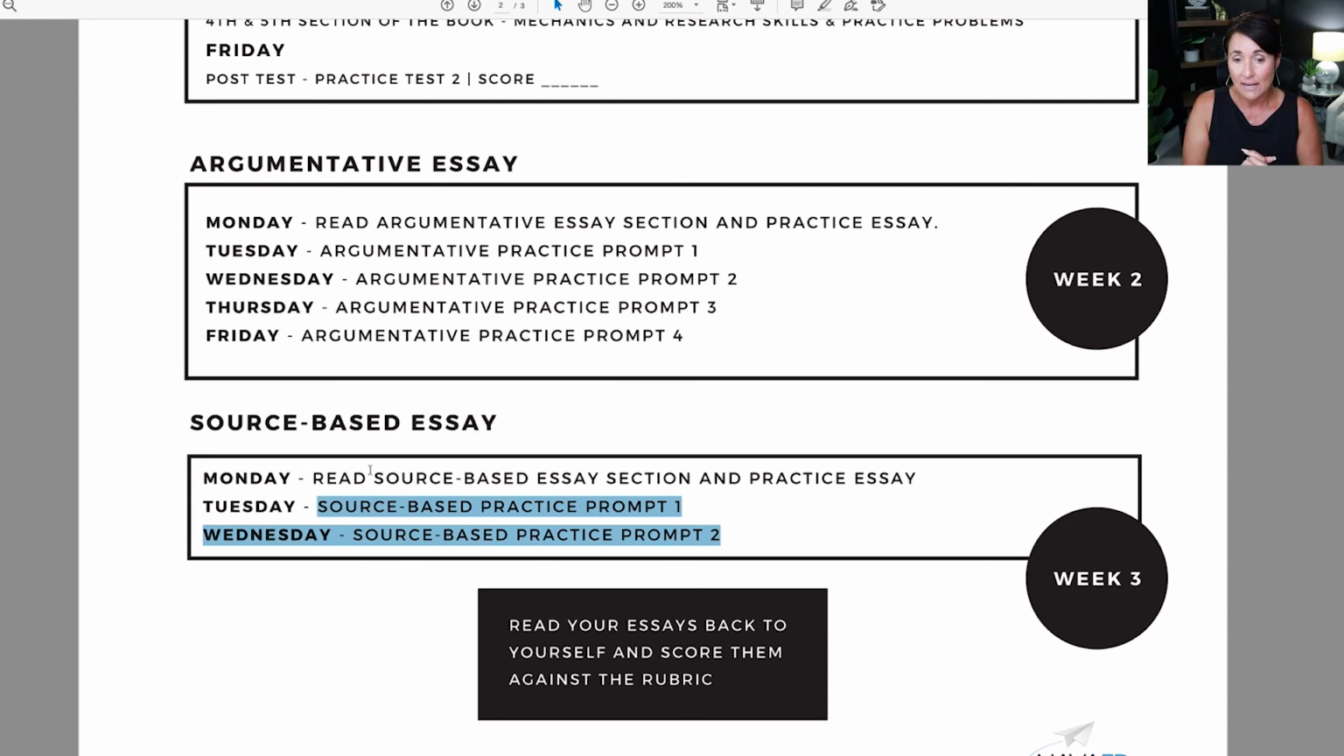It's very, very easy. Now, remember, you're going to read your essays back to yourself and you're going to score them. You're not going to read them on the same day or within the same hour of writing them. You want to take a break from them, all right? You want to take a break and then reread them later, okay? All right, so that completes the writing section.